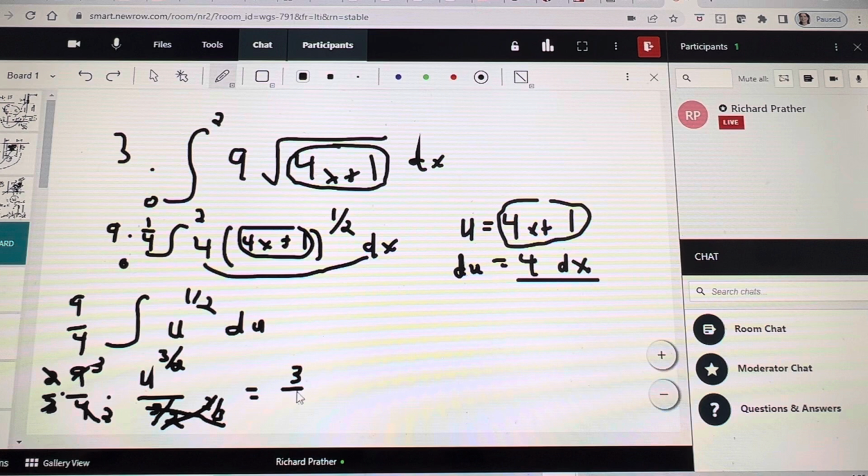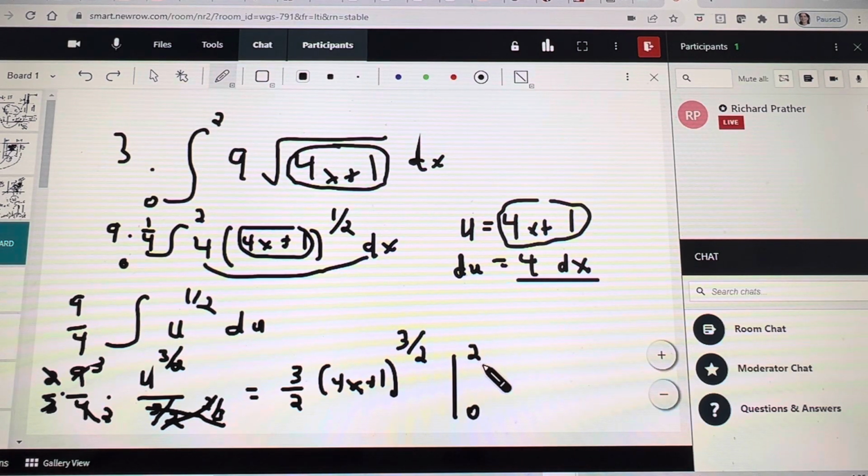If you plug the x stuff back in for u at this point, then you get to still evaluate this from 0 to 2. Or you can have left it like this. If you plug in 2 right here, when x is 2, what does u equal? 2 times 4 is 8, plus 1 is 9.